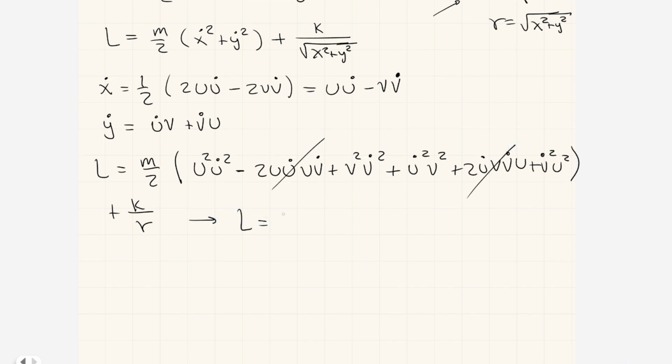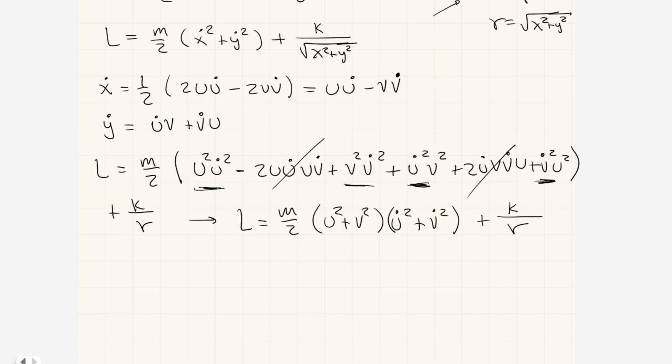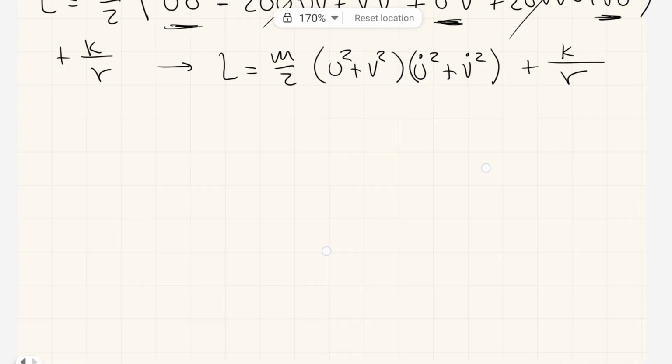It's easy to see that these two cross terms cancel each other, and we are going to get that the Lagrangian is m divided by 2 times these elements. We can take them as a product of two factors given by (u squared plus b squared) times (u dot squared plus b dot squared). You see that if you multiply these two, you will get these four elements that I have here, and then plus k divided by r. Perfect, so this will be the Lagrangian in parabolic coordinates.